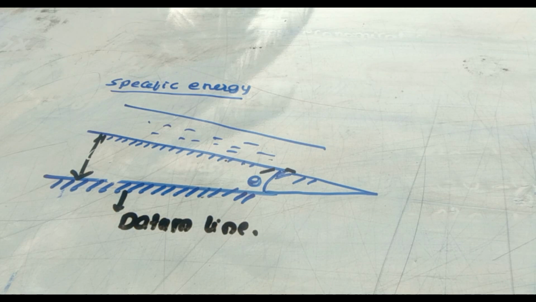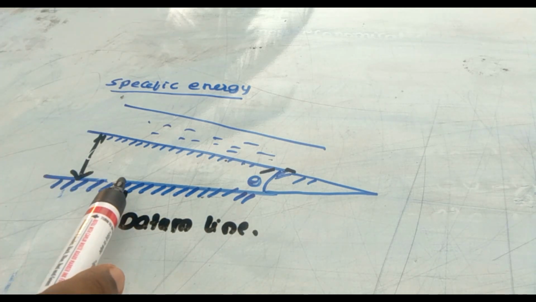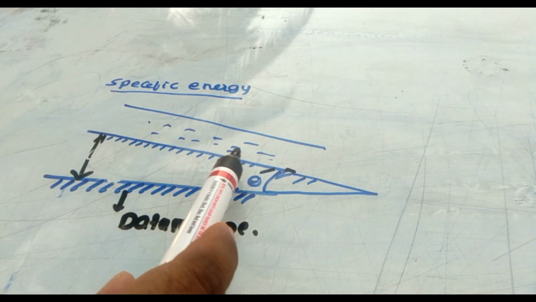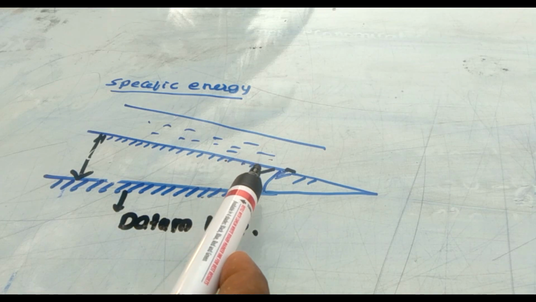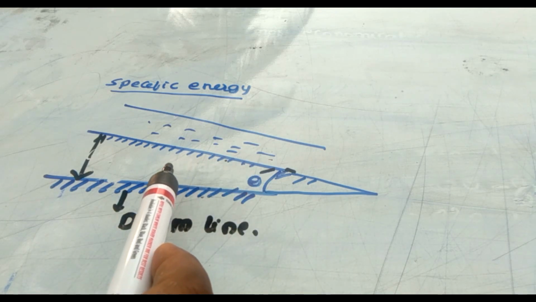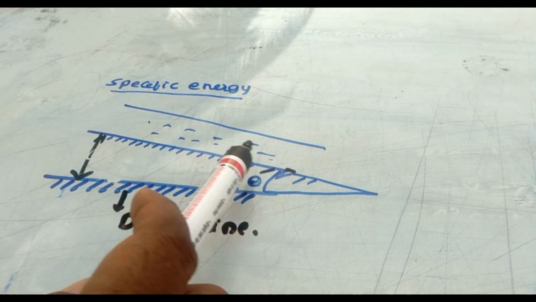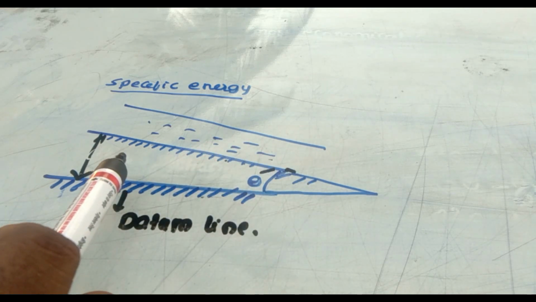Today I am going to teach what is meant by specific energy. This is the datum line. Datum line means the bottom, the Earth surface, and this is the canal tank. The canal tank is not resting flat on the surface. It has some inclination because the water is flowing by gravity. That inclination is theta. And what is the height?